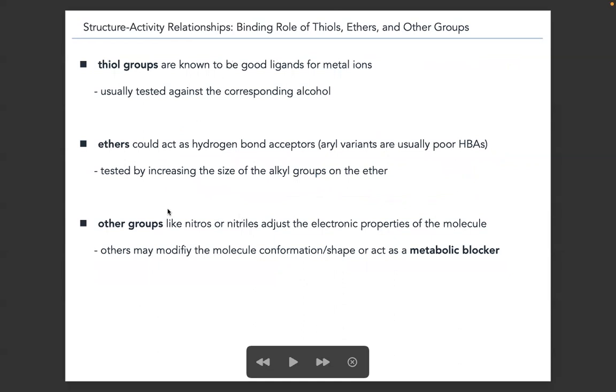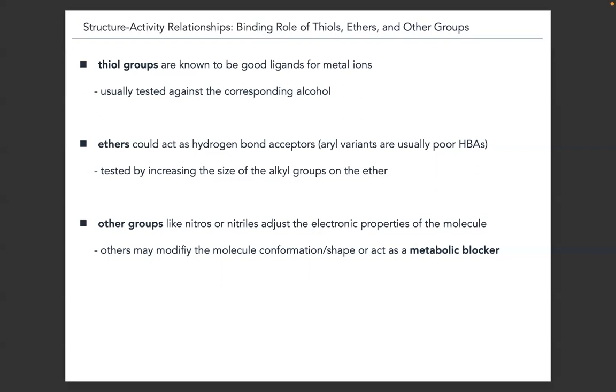A couple other groups worth noting. Thiol groups are known generally to be good ligands for metal ions. In fact, you won't find a lot of sulfur containing drugs for the exact reason that, one, they bind pretty well to metals, and number two, they're usually easily oxidizable. So they enter the body, where they come in the presence of, for example, cytochrome P450 enzyme, and they're immediately oxidized. Usually those oxidized products are not productive in creating a biological response, and they're usually just discarded or excreted.